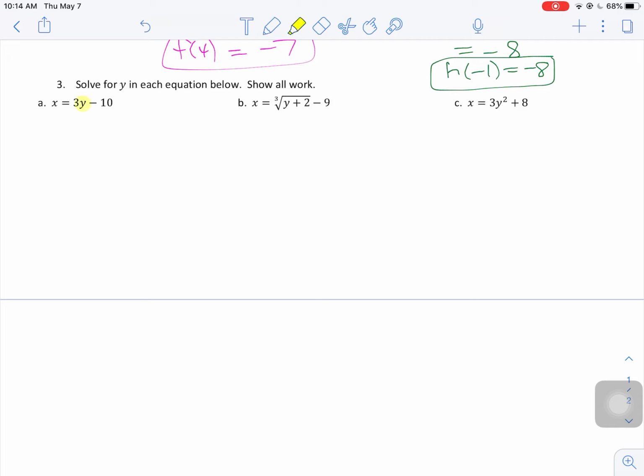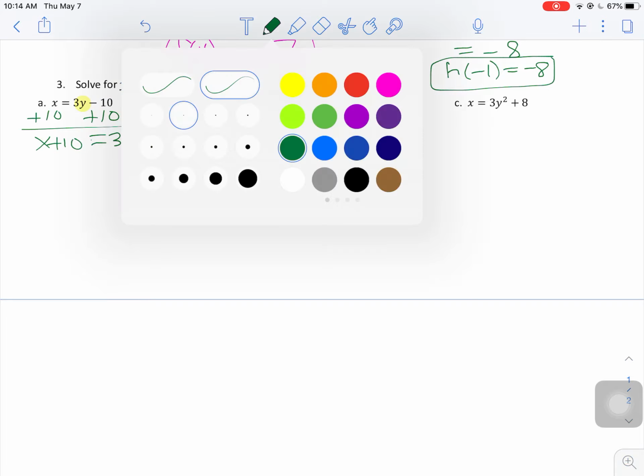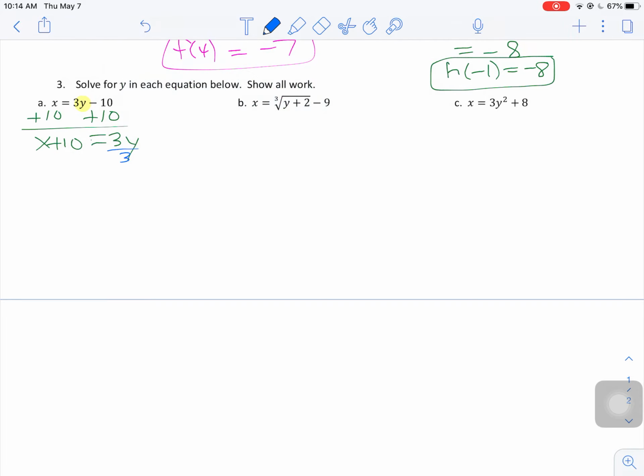So here is my y. I want to get y all by itself by doing order of operations backwards. So I'm going to add 10 on both sides to get rid of the subtraction. I'm going to divide by 3 on both sides to cancel out multiplication. And then that should be it. So then we have x plus 10 over 3 equals y.